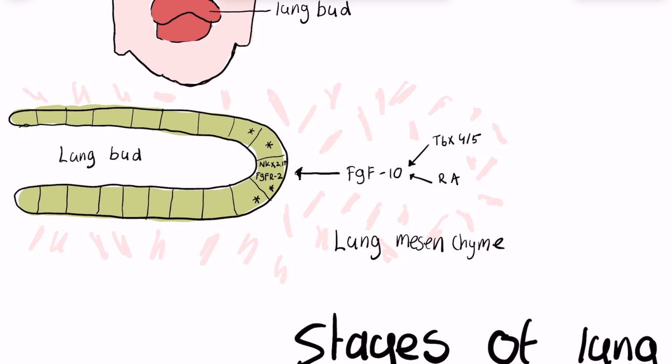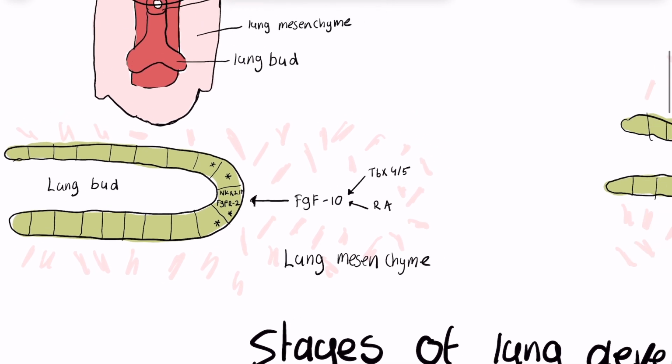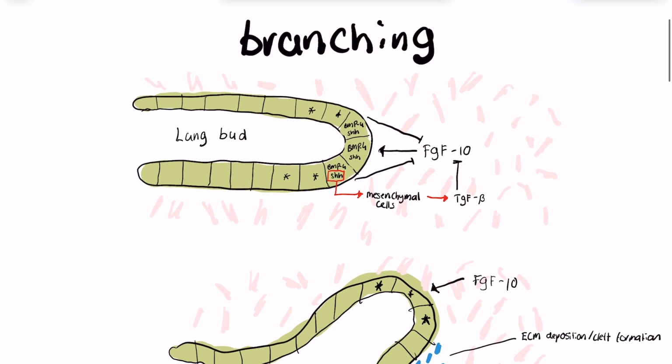Well, of course, like we know, the lungs are very branched. So not only elongation needs to occur, but also bifurcation, which is a kind of fancy word for the branching process. Well, how do we then branch? Well, here's the branching process.